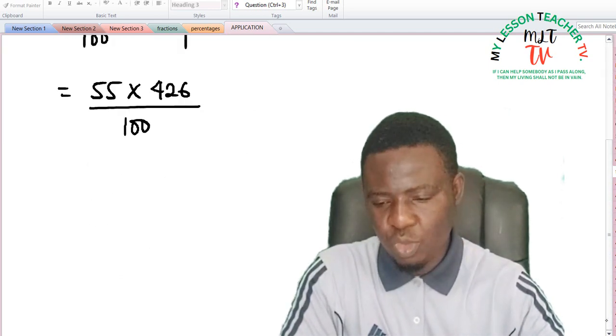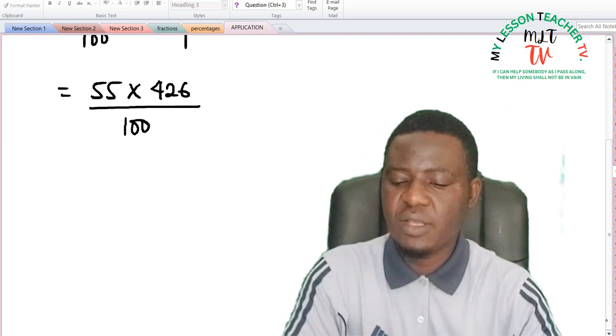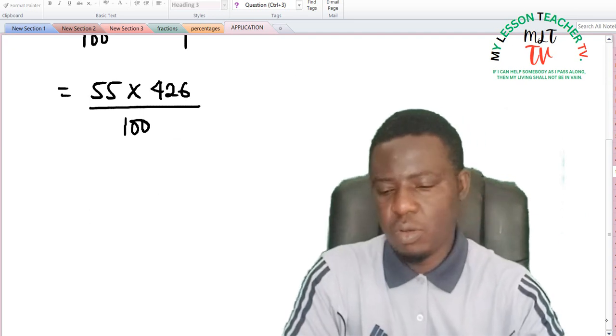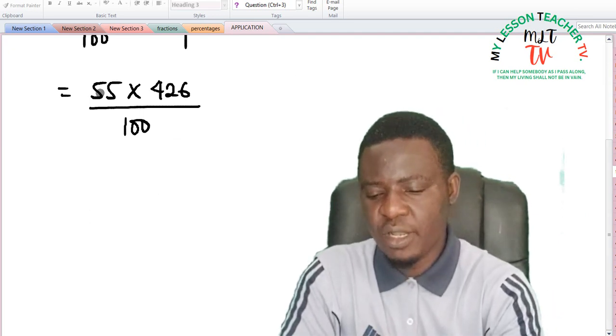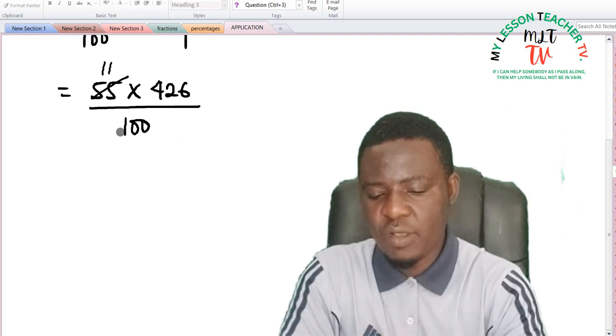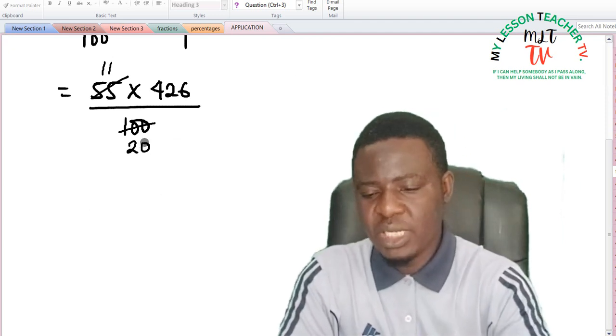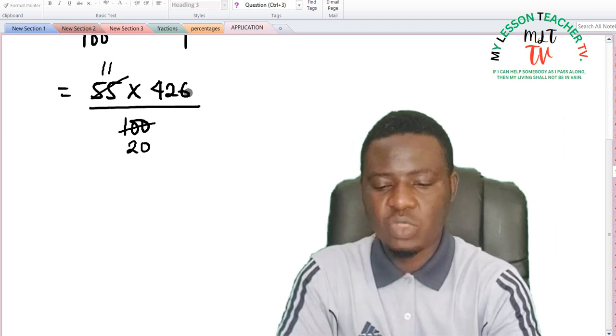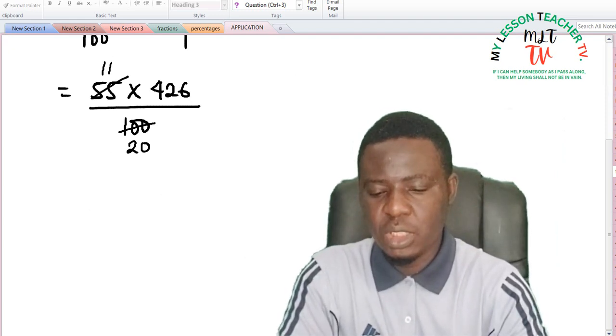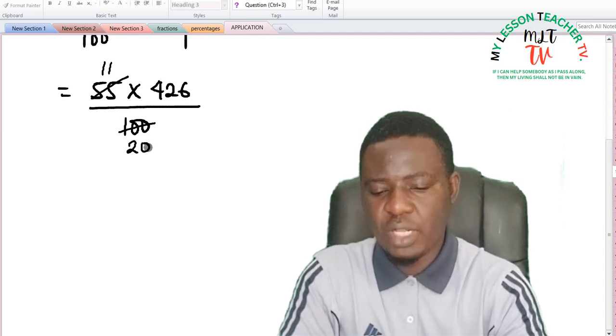Now, looking at it, based on my multiplication table, I know that 5 is a factor of 55 and 100. 5 into 55 is 11 times. 5 into 100 is 20. Nothing can divide 11 and 20, so I can now consider the next term. 2 can divide 20 and 426.